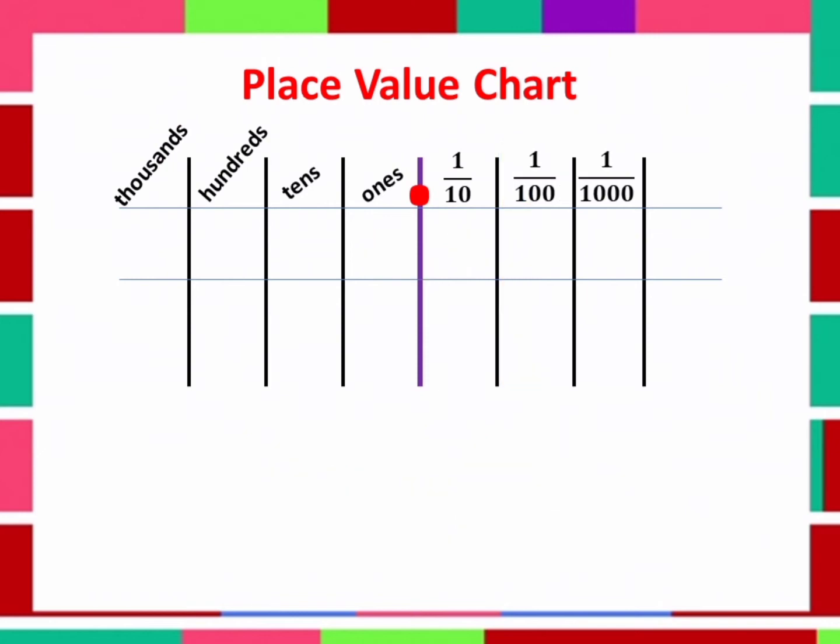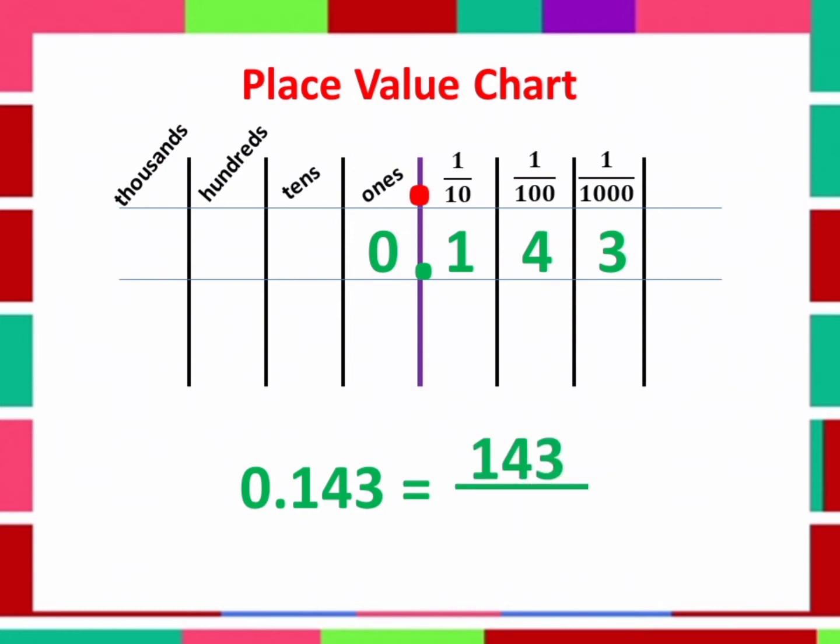Next example is 0.143, and it can be written in the place value chart like this. So, 0.143 is equal to 143 over something. So, check the chart. The first column is tenths, the second column is hundredths, and the third column is thousandths. And the last digit of the given is found in the thousandths place. So, 0.143 is equal to 143 over 1,000.